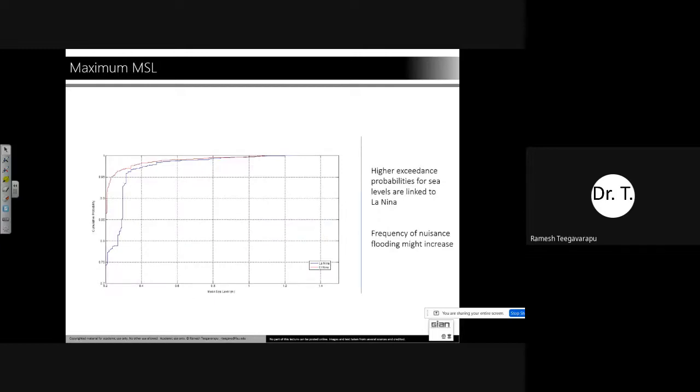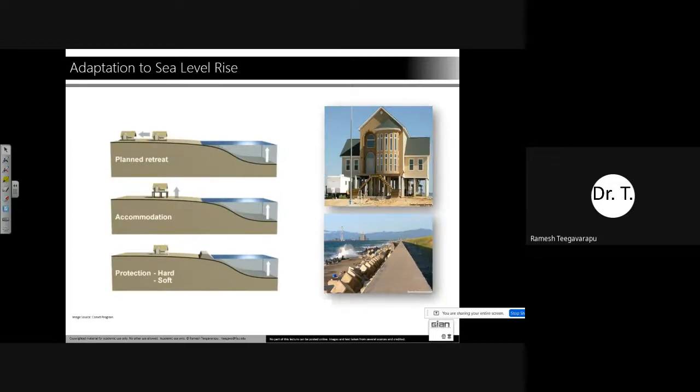And the other thing is that if you were to plot the maximum sea levels in two different oscillation phases, you will see that there are higher possibilities of high sea levels linked to La Nina compared to El Nino. So that means if you're in a La Nina phase, you are more likely to experience nuisance flooding than in El Nino.